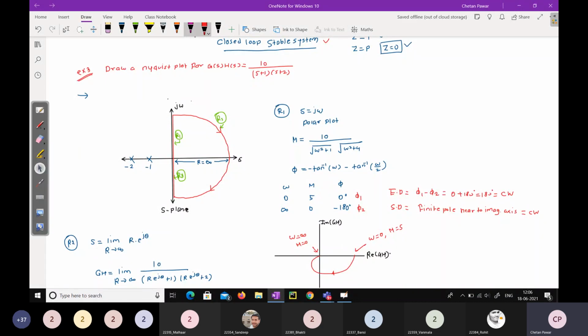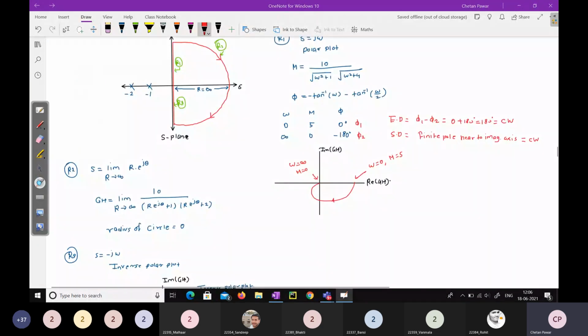Okay. So here you can see the polar plot for that. At omega is equal to 0, magnitude is 5, angle is 0. And at omega is equal to infinity, magnitude is 0 and angle is minus 180 degree. So this is a minus 180 degree line. So like this way, and the direction will be clockwise. So like this way, you can draw the polar plot. Okay. So this will be the mapping of this first region using the open loop transfer function.